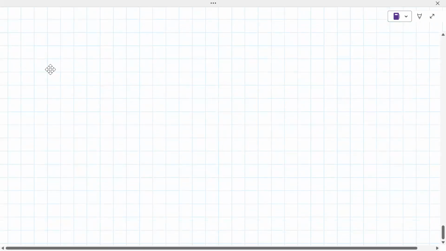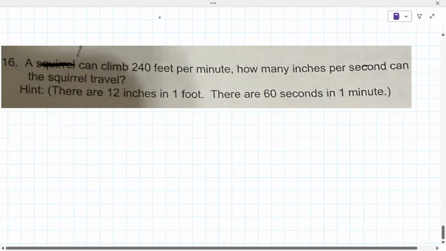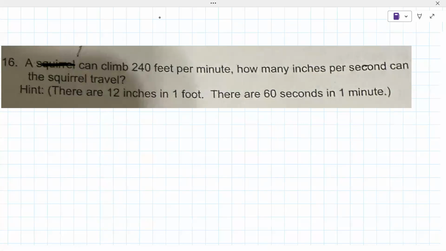Try something else. Let's choose a different animal. I don't know what climbs. Anyway, monkey. Monkey can climb 12. Oh, sorry, then we shouldn't use that again. Let's go 750 feet per minute. It's sort of outrageous. Well, whatever. Some animal can do that. How many inches per second? So let's have you do one more of these conversions, please. Inches per second. Yeah, very good.